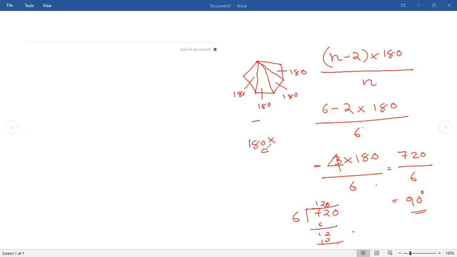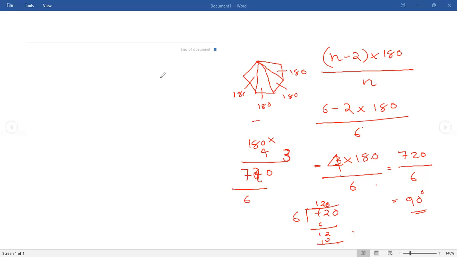180 into 4, that is 720. So 720 divided by 6, that is 120. So we cannot take a regular hexagon, right? A regular hexagon will not come there. So in that case, we cannot find any answer for that.